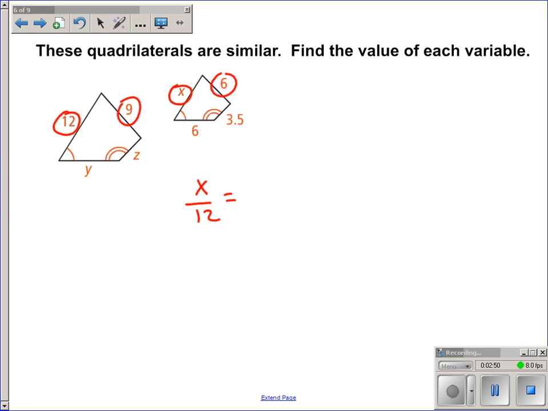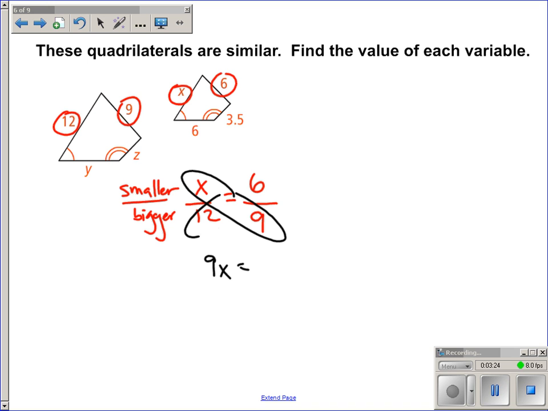Before I put 6 and 9 up there, let me think really quickly about the ratio that I just wrote, x over 12. I'm relating the smaller side to the bigger side, so it's important that I keep that consistent. With 6 and 9, I will keep the 6 for the smaller polygon to 9, the larger polygon, and that gives me the ratio I need to use. So I will simply solve this proportion. I will cross multiply. x times 9 is 9x, 6 times 12 is 72. Divide both sides by 9, and x is equal to 8.